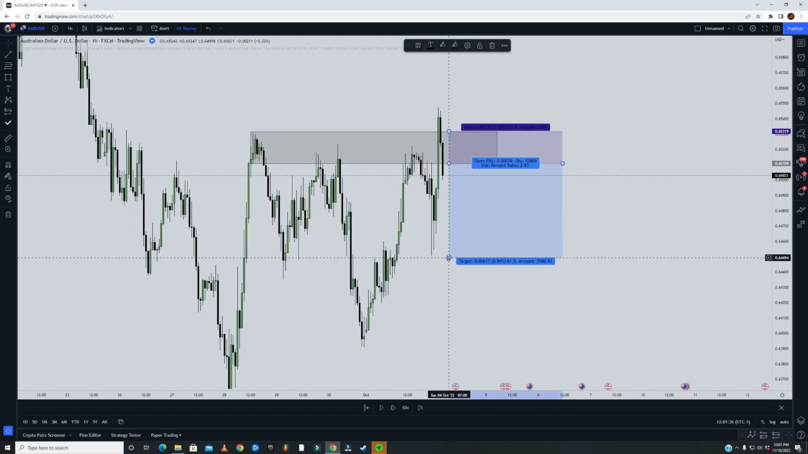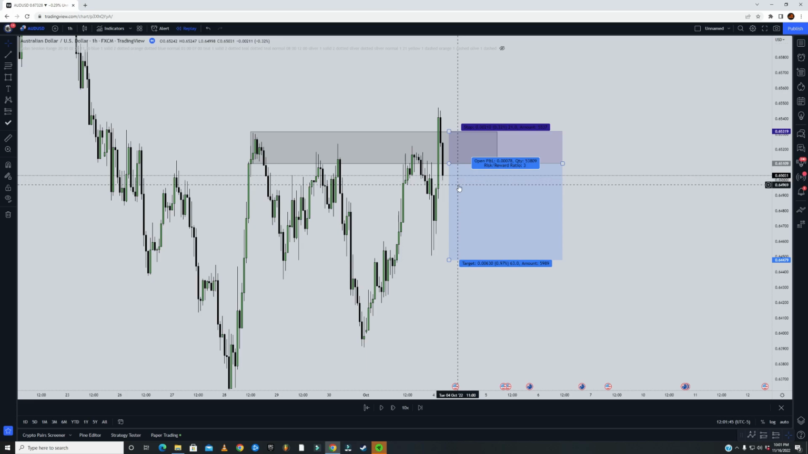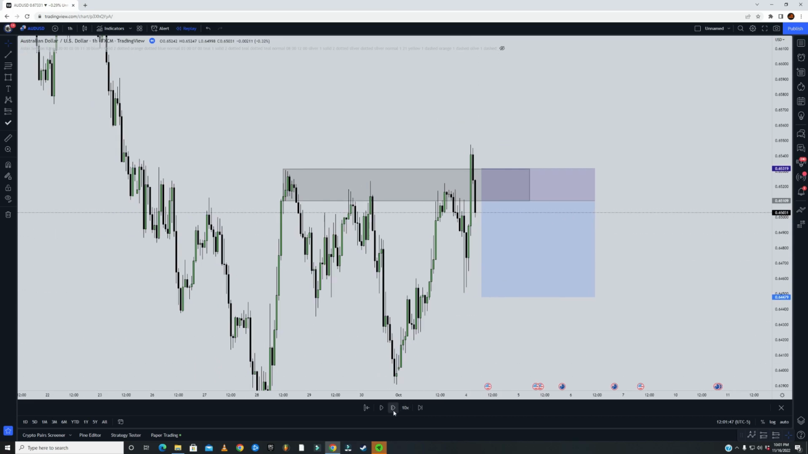On the hourly time frame, I just go for 1 to 3. But if you're looking at a 5-minute time frame, you should always go for 1 to 2 risk to reward. So let's see how this plays out.